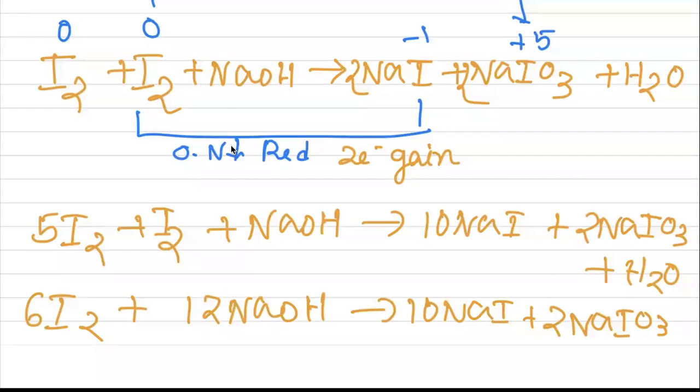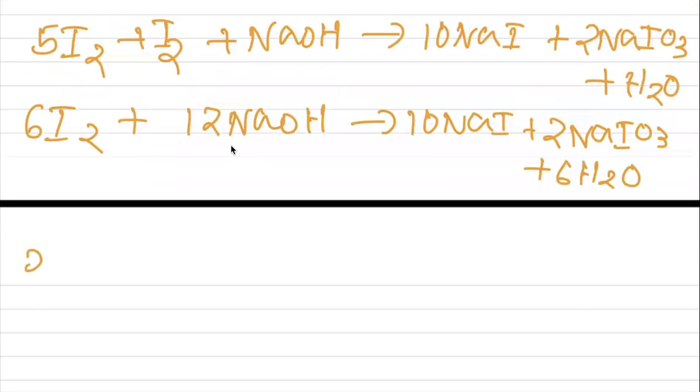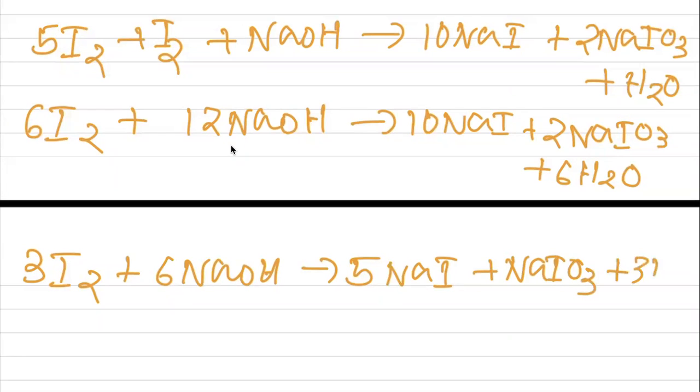Now we have to balance the hydrogen and oxygen also. So here 12 hydrogen, so obviously 6 water. Now I can simplify it. I can write it like this: 3 I2 plus 6 NaOH forms 5 NaI plus NaIO3 plus 3 H2O. See, understood or not? Yes, miss. Okay.